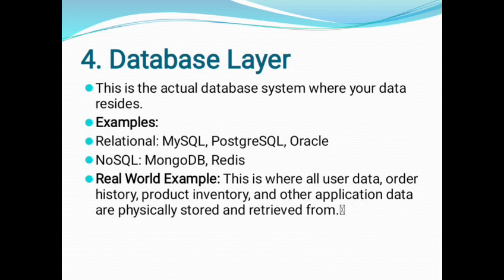Next, database layer. In this layer, it is the actual database system where the data resides and is stored. Examples: relational databases, MySQL, Oracle. These are the examples. In the real world, this is where all user data, order history, product inventory, and other application data are physically stored and retrieved by the application. This is the working principle of the database layer.